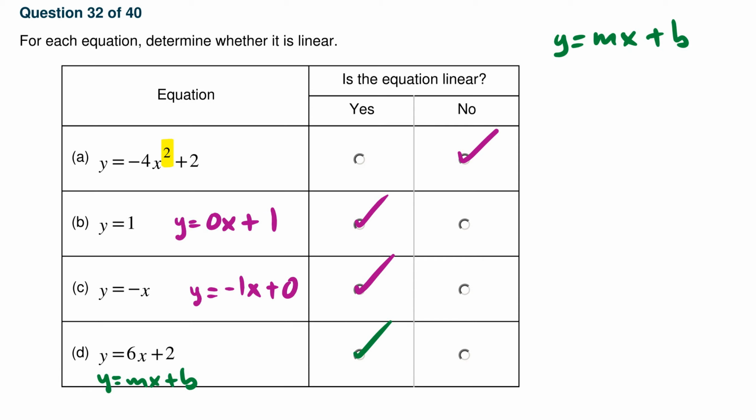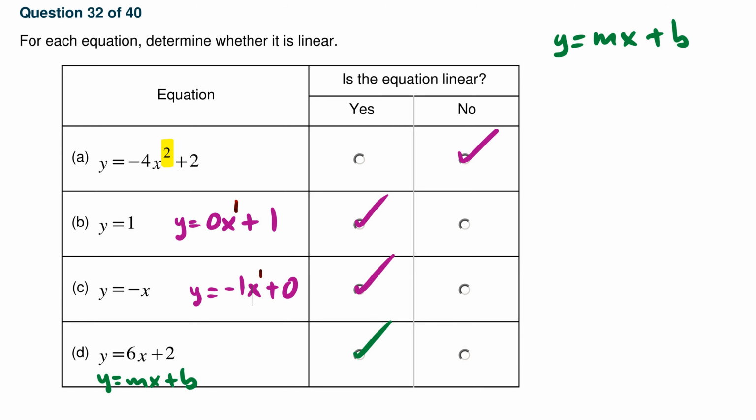Again, if you see something weird, like a second power, third power, fourth power, which we never learned before, it's not a linear function. If you see the absolute value, it's not a linear function. It's a linear function when the power is positive 1. Yes.